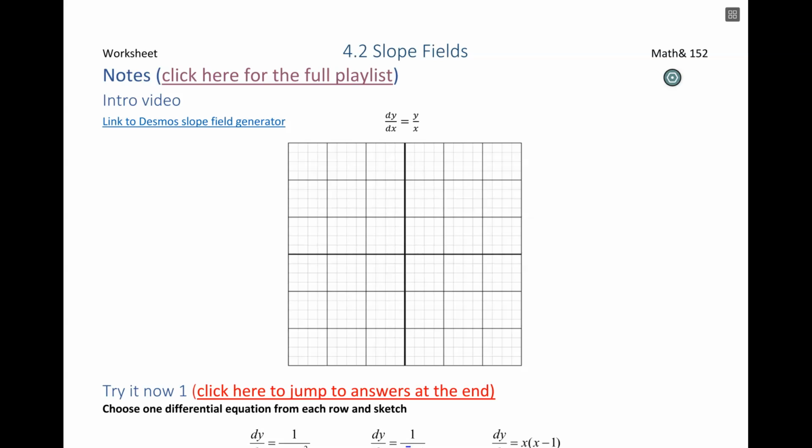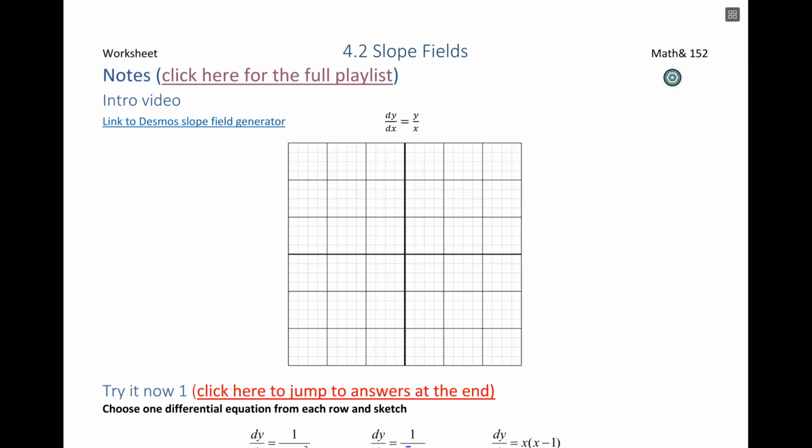Hi everyone. In 4.2, we're going to work on creating slope fields, which is basically your visual of a differential equation. I actually think it's pretty amazing. You can use the differential equation to help you figure out what slopes your solution curve would have. And then if you just sketch those slopes in, you can picture what the different solution curves will look like. So I'm going to work through an example.